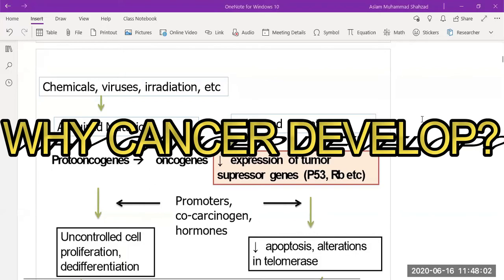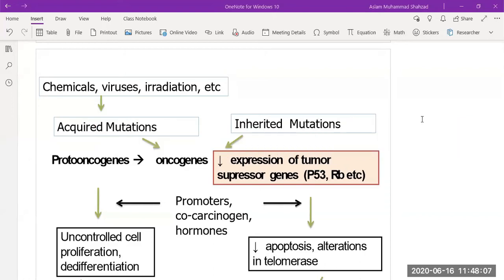Now, the next question is why cancer develops. If you take a look at this picture, it explains that it could be caused by chemicals, viruses, or radiations. X-rays and radioactive radiations are also responsible for cancer development. Chemicals and viruses may cause mutation, and that mutation is sometimes inherited, or it could be acquired from chemicals or viruses, or inherited because of the genes.